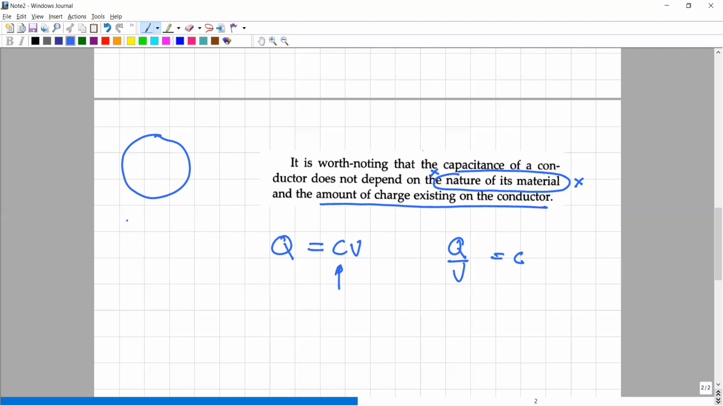So it does not depend upon the amount of charge. A conductor may have 10 q charge or may have 100,000 q charge, but the capacitance does not depend upon the amount of charge. Why? Because if the charge increases, proportionately this potential will also increase and the ratio will still be the same, that is C.